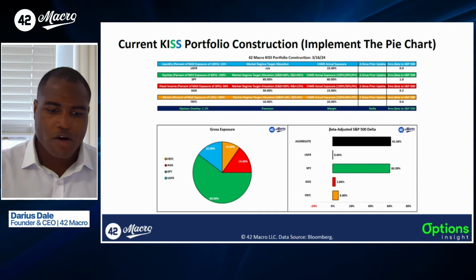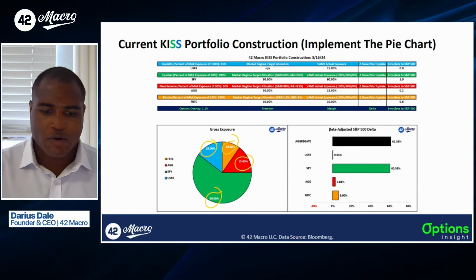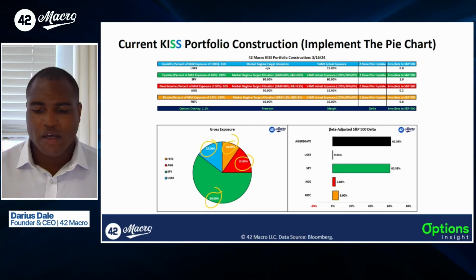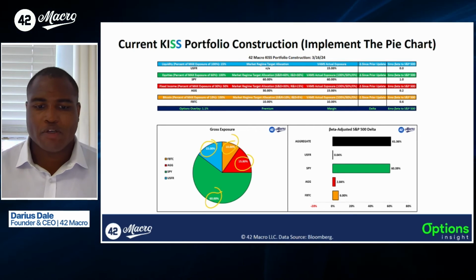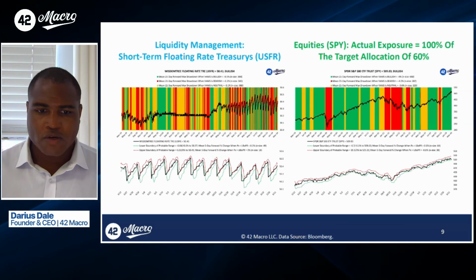So in terms of where we are currently, we're at 60% in terms of SPY, 15% in terms of AG, 10% in Bitcoin, and then that other 15% that would otherwise be in AG is in USFR. That's our preferred liquidity management instrument. It's yielding about 5.2% right now, so that's a good thing. So we'll keep it moving there.